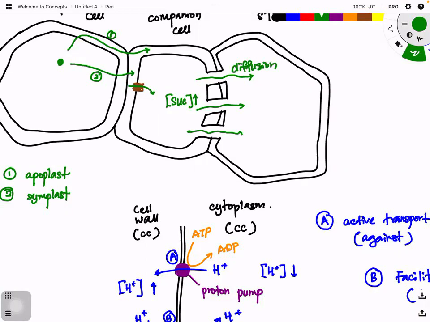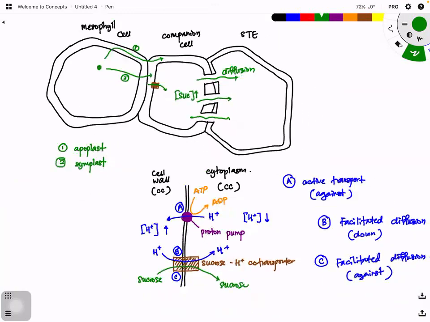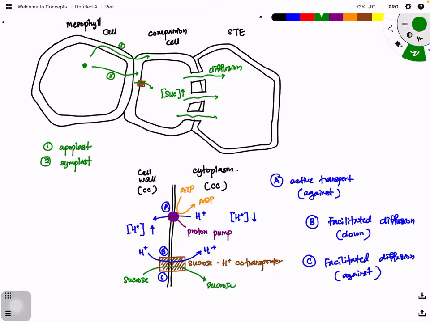When sucrose enters the sieve elements, it lowers the water potential. Water molecules enter into the sieve elements, therefore increasing the hydrostatic pressure. Okay, so you can take a photo of this now as a summary.